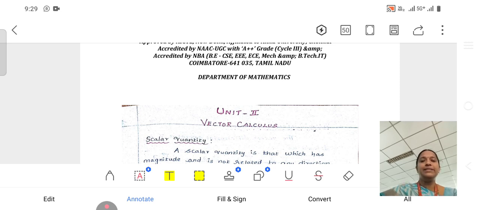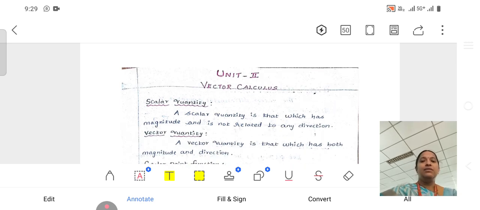What is meant by scalar quantity? It is nothing but which has magnitude and is not related to any direction. That is called scalar quantity. In the case of vector quantity, it has both magnitude and direction.